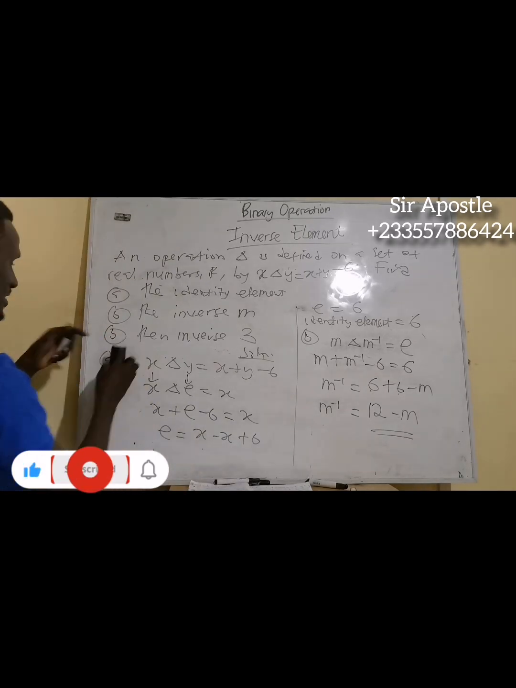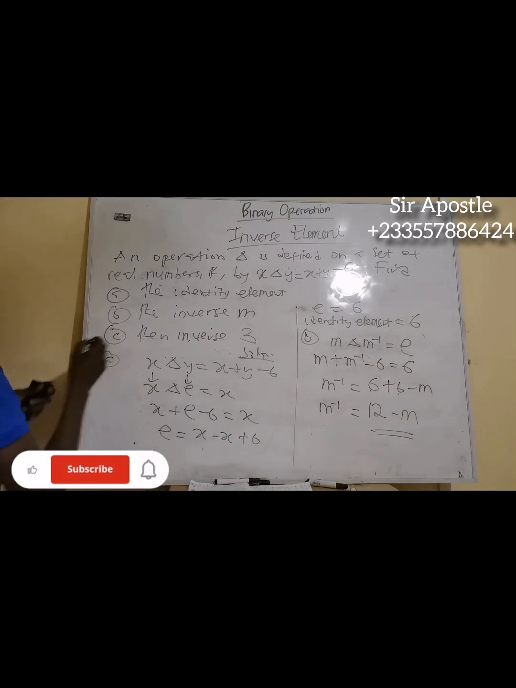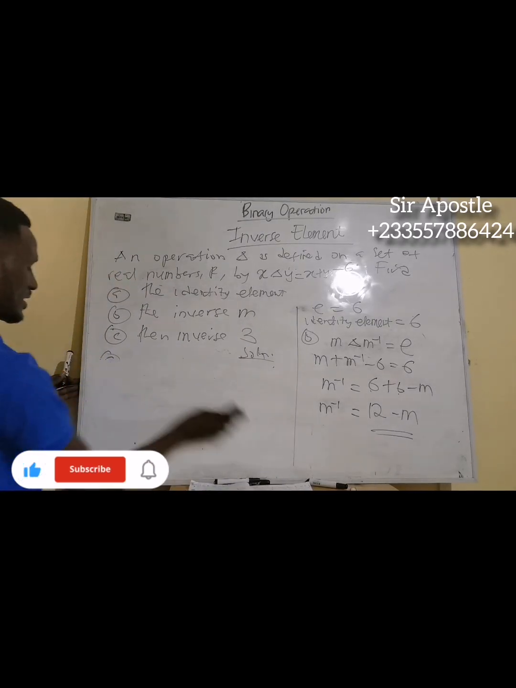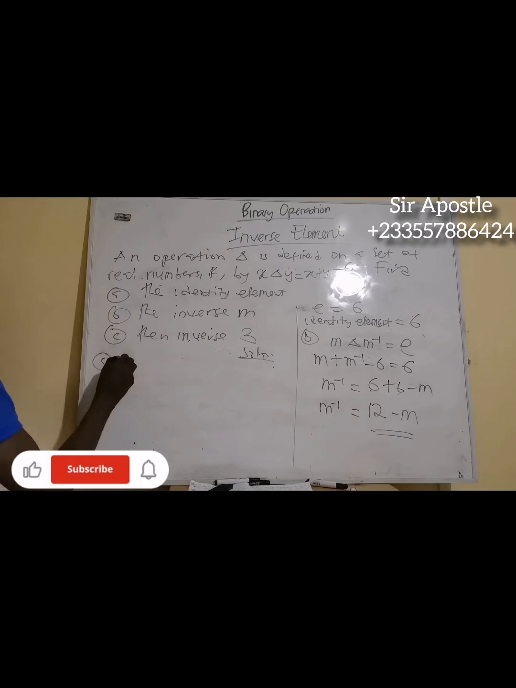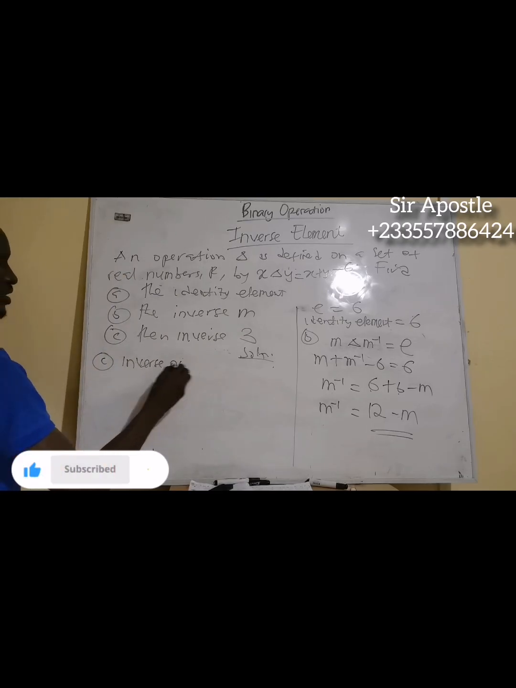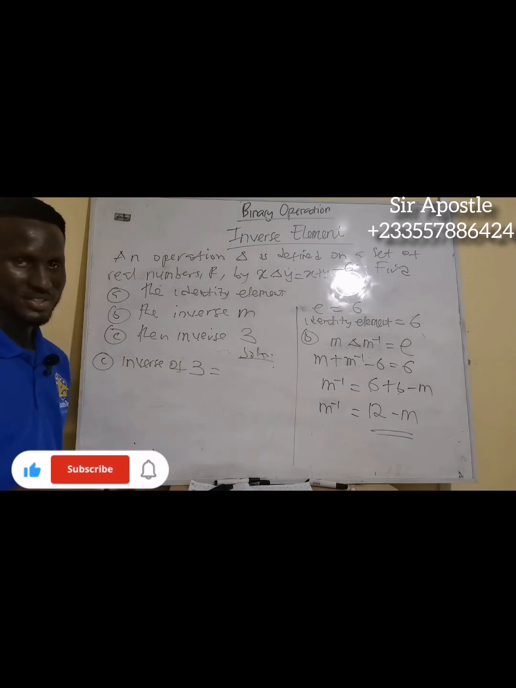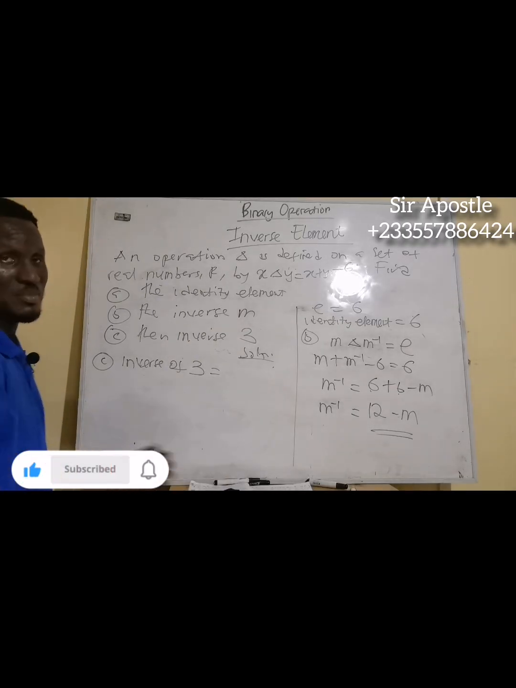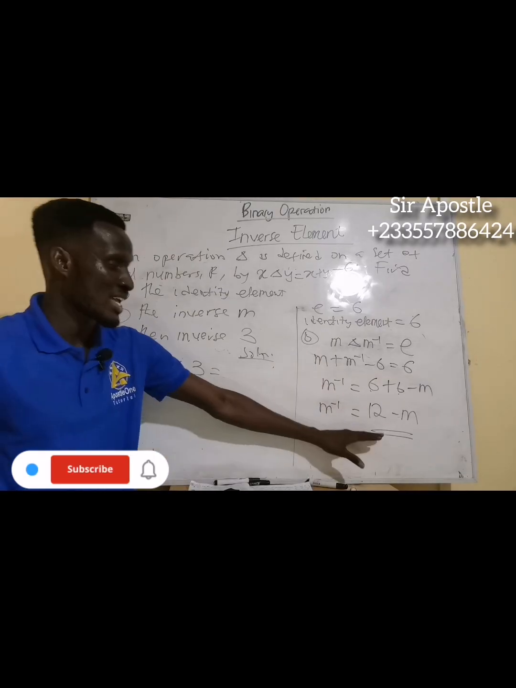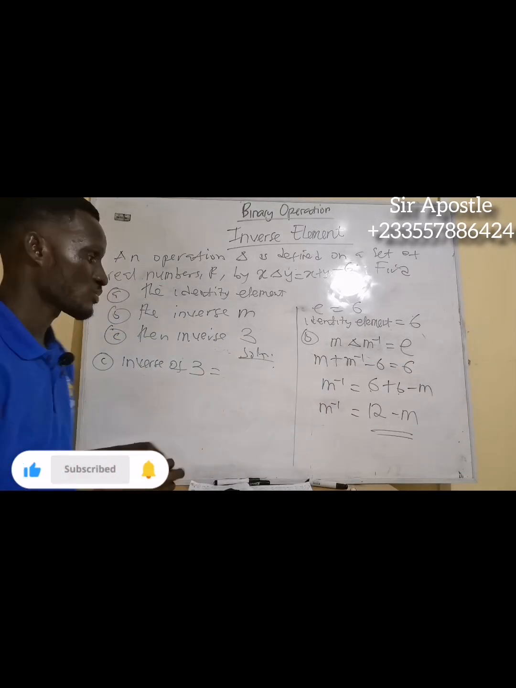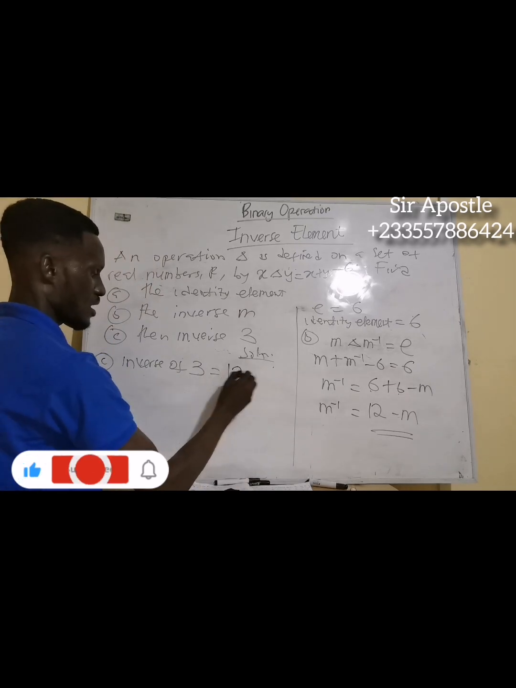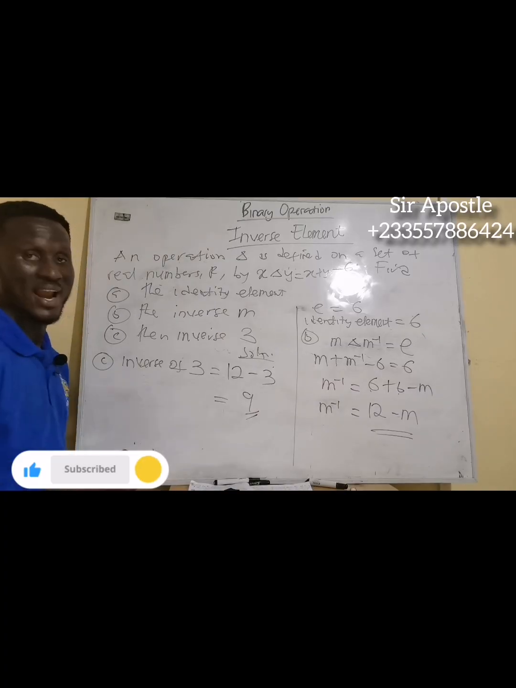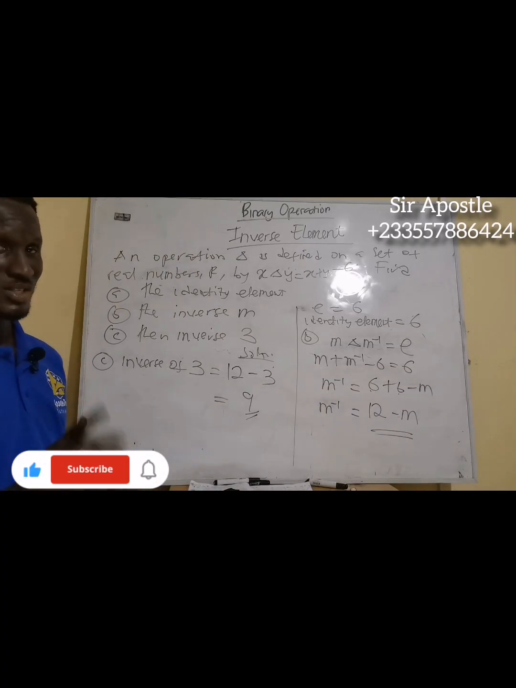Now let's go to C. At C, we are looking for the inverse of 3, something like 3 inverse. Since we have an expression for the inverse, we just have to substitute the value for m inside. So we have 12 minus m. m is 3, so this will give us 9. So 9 is the inverse of 3. We are done. You see how simple this is?